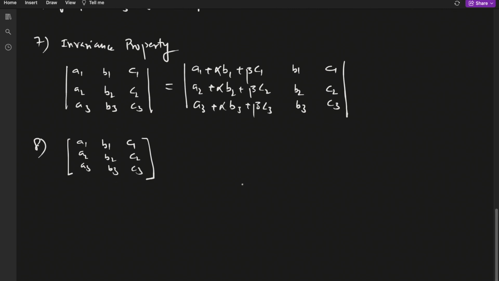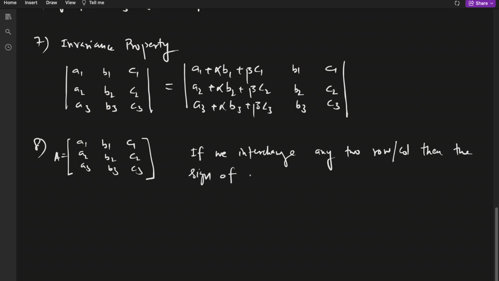If we interchange any two rows or columns, then the sign of the determinant of A will be changed.